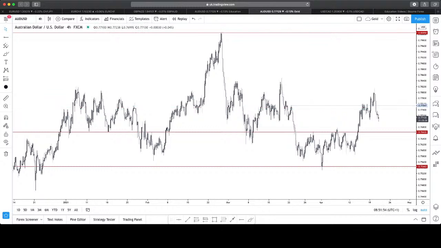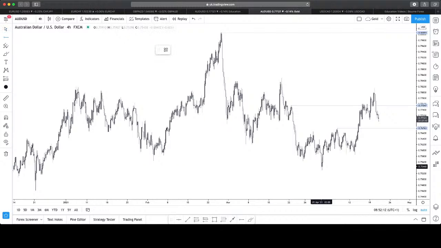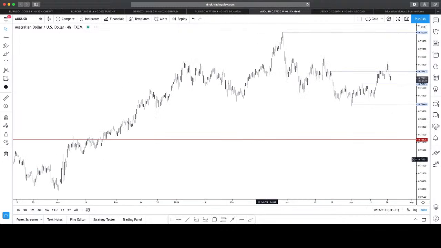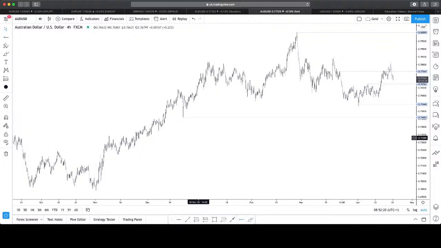I just want to start clearing these levels off because I don't like having them on my chart when I can have much cleaner lines through here. I don't need to put one there. I'm just going to put one there though.